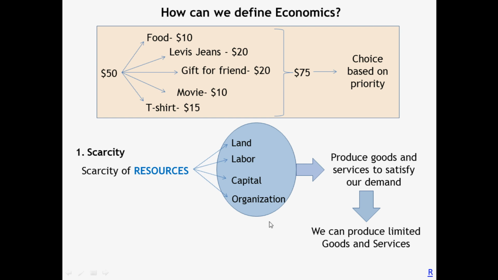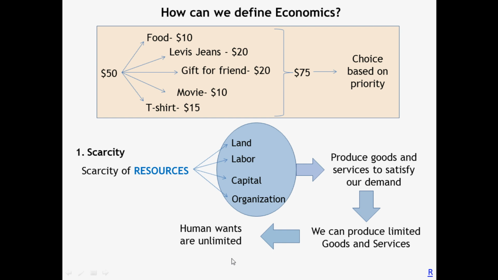It is just like the example. With $50 in hand, you cannot satisfy all of your desires that requires $75. So, we have to produce limited goods and services using limited resources. But human wants are unlimited. The more we get, the more we desire.